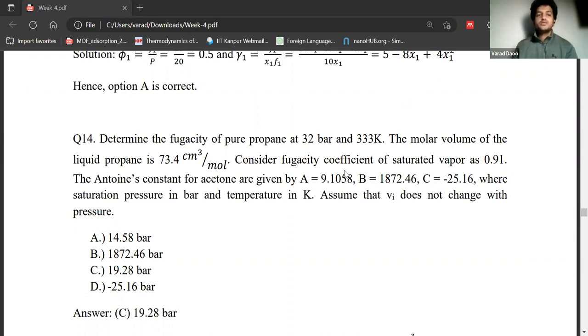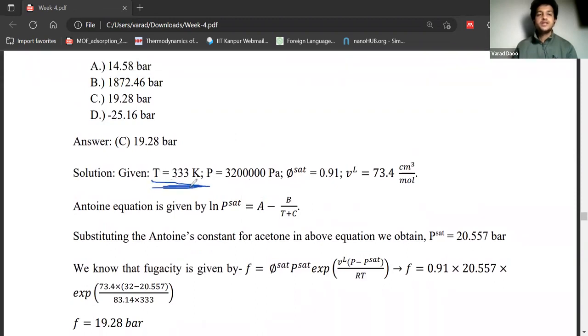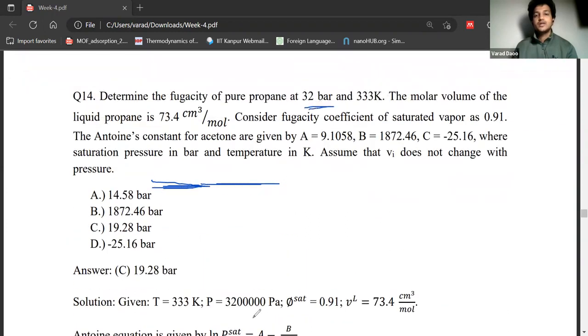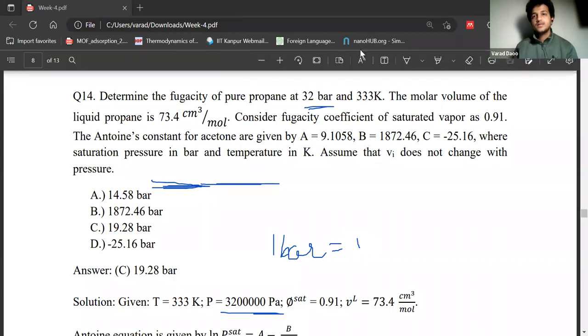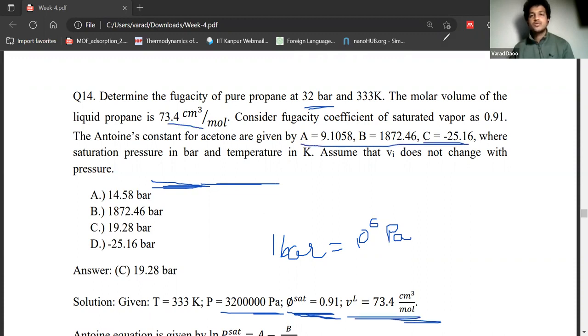Let me try to solve the question. So what are we given? We are given the temperature as 333 Kelvin, and we are given pressure as 32 bar, which when we convert to Pascal, 1 bar is equal to 10 to the power 5 Pascal, right? We are given phi sat as 0.91, and VL as this. This has all been given to us in the question. We are also given Antoine constants.